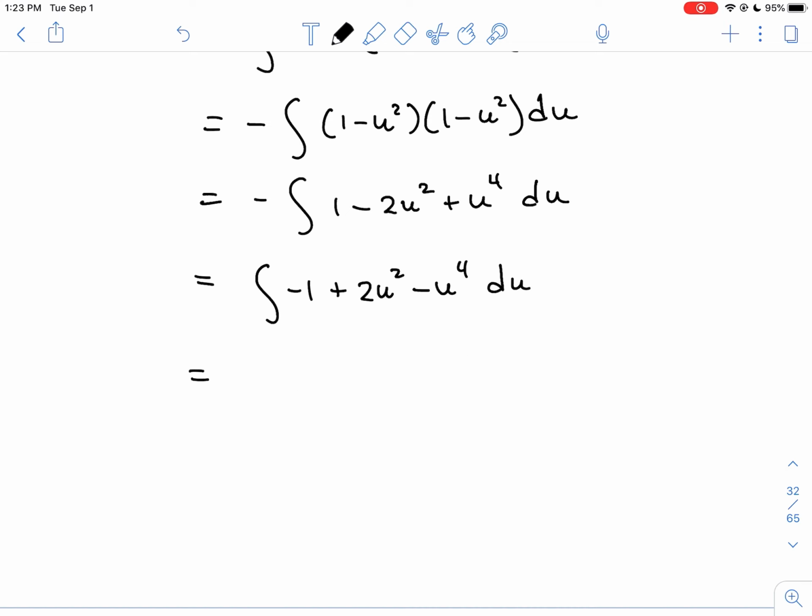Now I'm going to integrate term by term. Keep in mind I'm integrating with respect to u. So we have negative u to begin with, plus 2/3 of u cubed, minus 1/5 of u to the 5th, plus c. And then of course the final step is the back substitution.